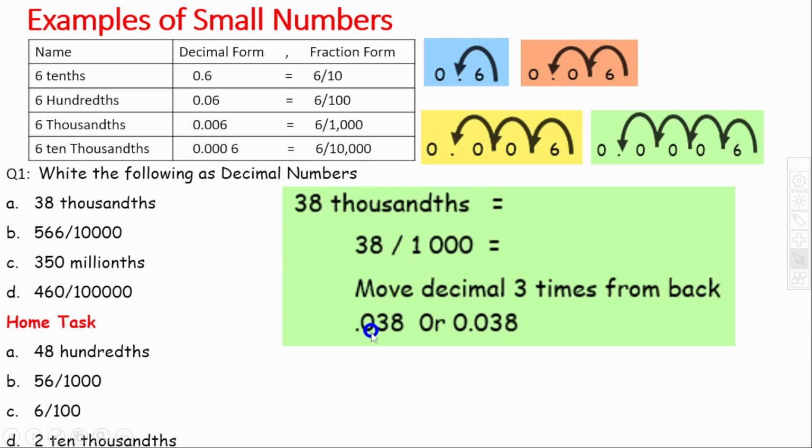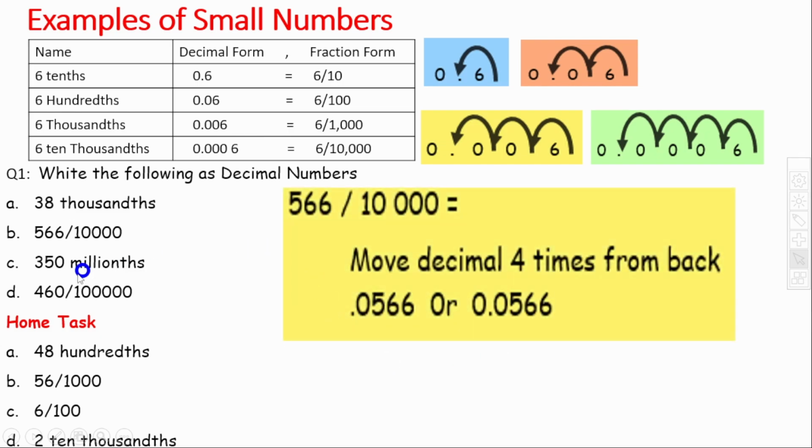To convert to decimal form, first of all, you write your 38 down. After writing 38, you tell yourself, how many times do I move the decimal point? 1, 2, 3. You move it 3 times. In what direction? You move it in the left direction from the back. 1, 2, 3. So it becomes 0.038. You can put a 0 at the back here too. It becomes 0.038. Very simple.